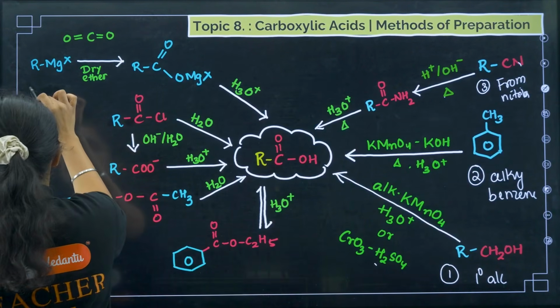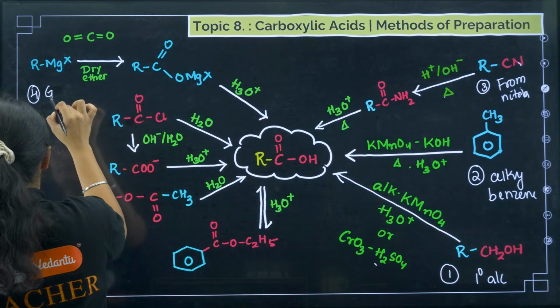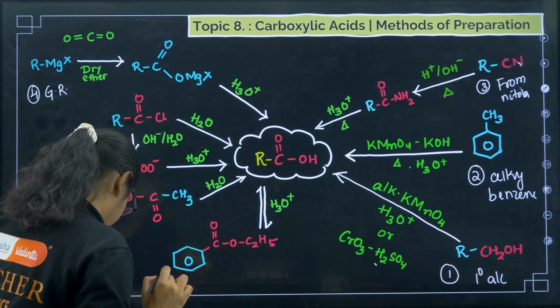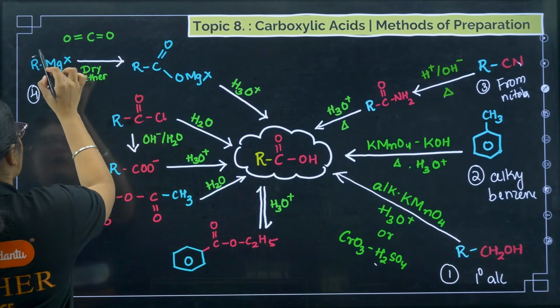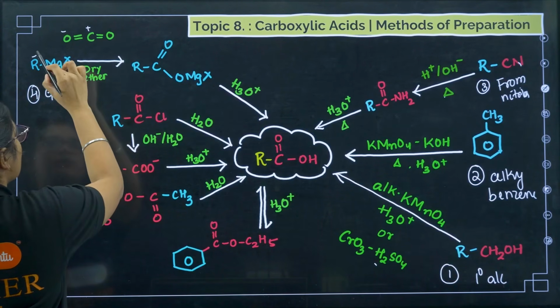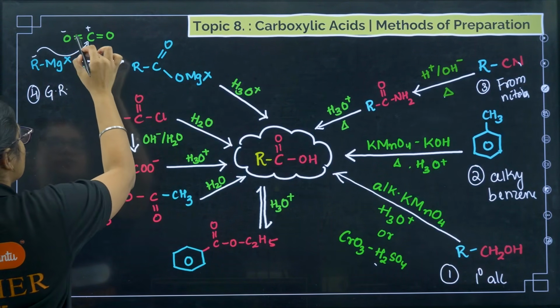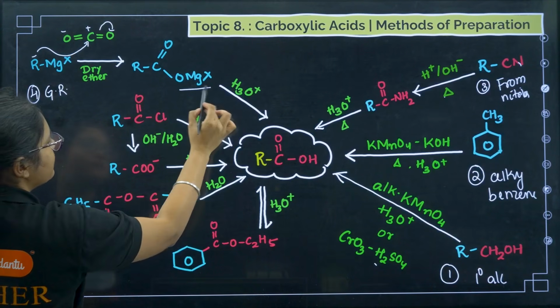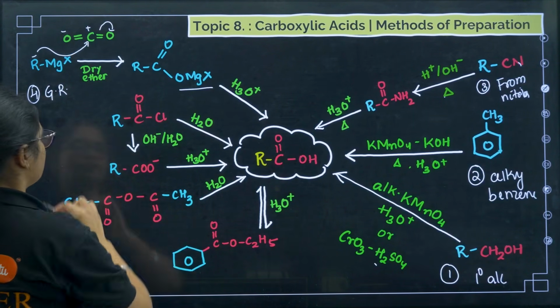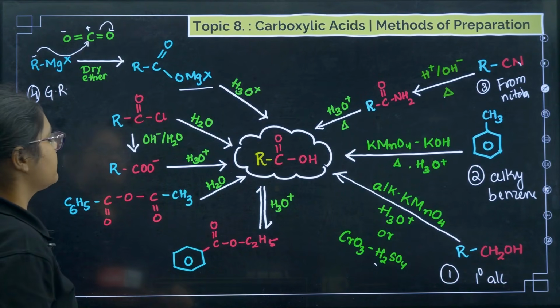Next, the fourth one is using Grignard reagent. You have this RMgX and you treat it with CO2. R minus will attack the carbonyl carbon, this is minus, this is plus. This bond will shift, and this one will take OMgX. After hydrolysis you will get this one. So this is your fourth one.